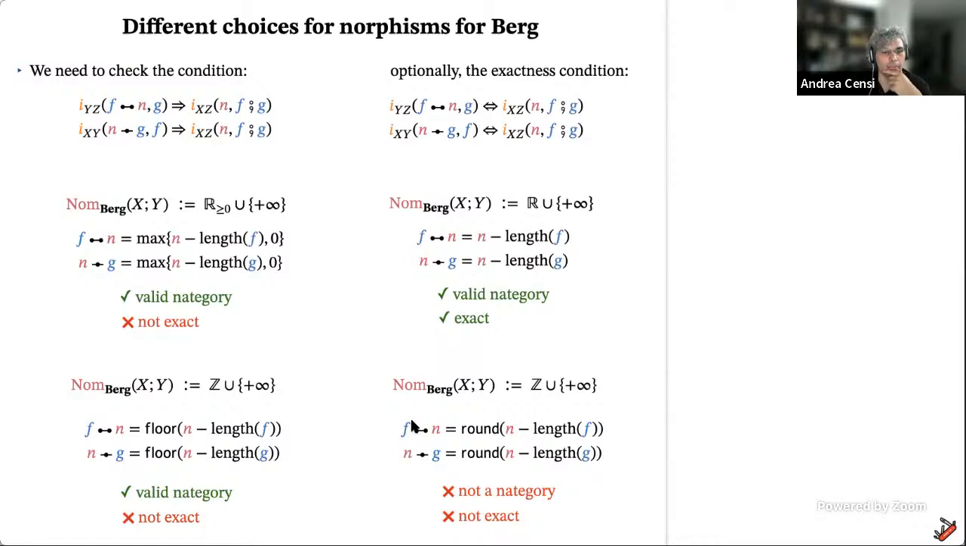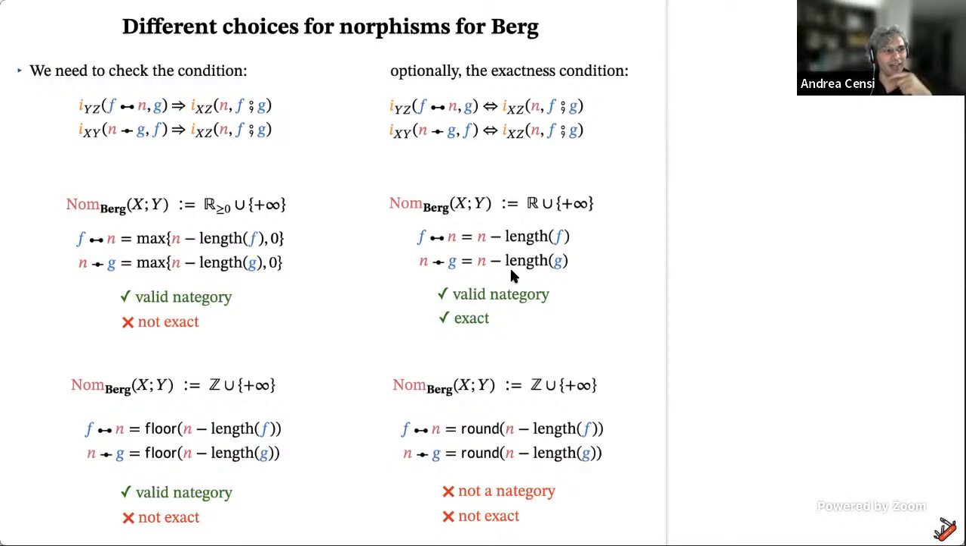So just to finish this example, let's verify these conditions, right? This is the condition that needs to be verified for this to be a nategory. And then there's this exactness condition, or the other direction as well. So it turns out that with this choice, which is very intuitive, where you have non-negative numbers as the morphism, it's a valid nategory, but it's not exact. And actually, the exact version is where you let the morphism also be negative numbers. And the composition simplifies, and it's also exact.